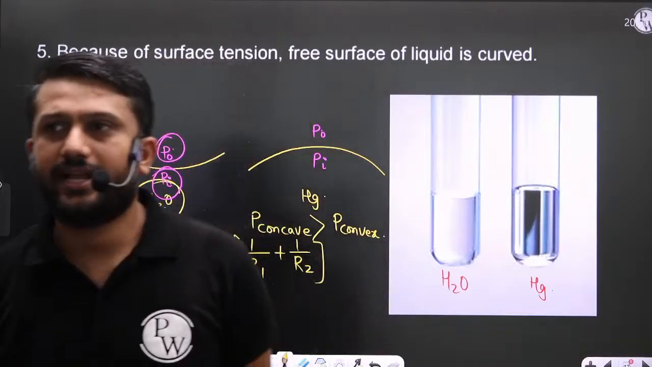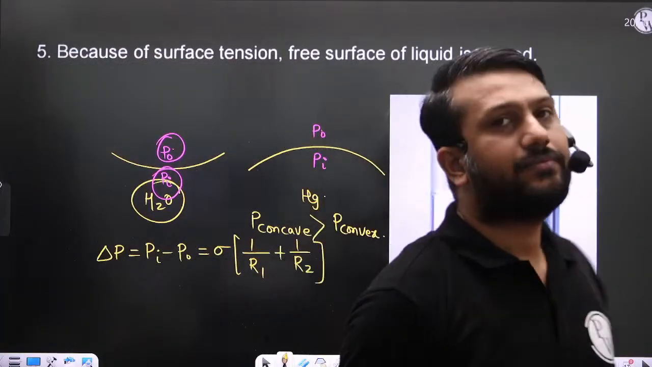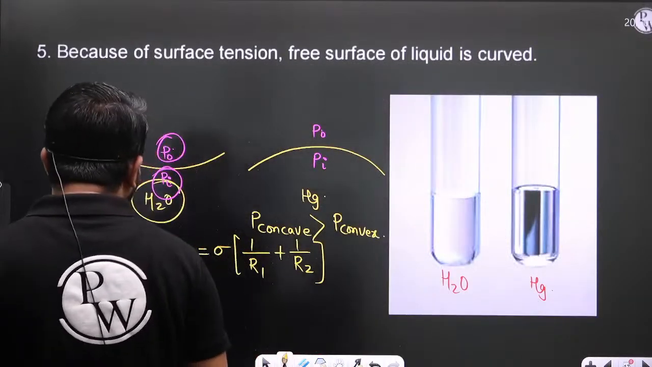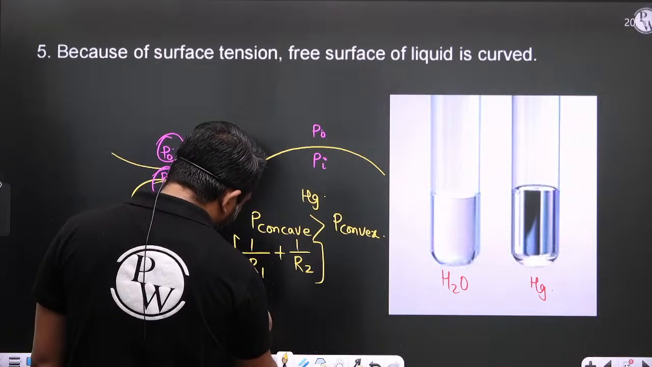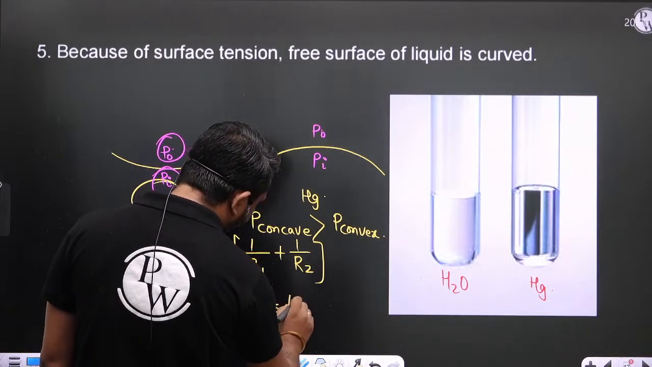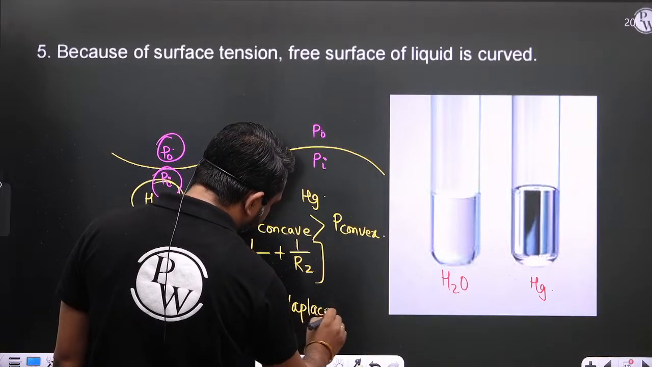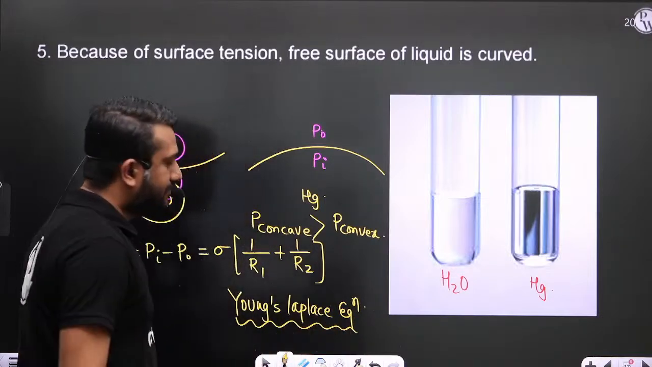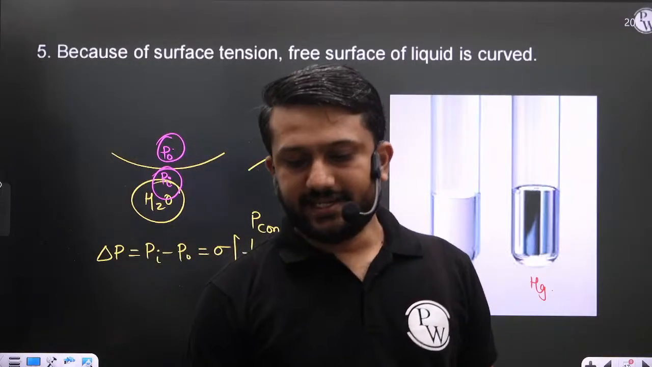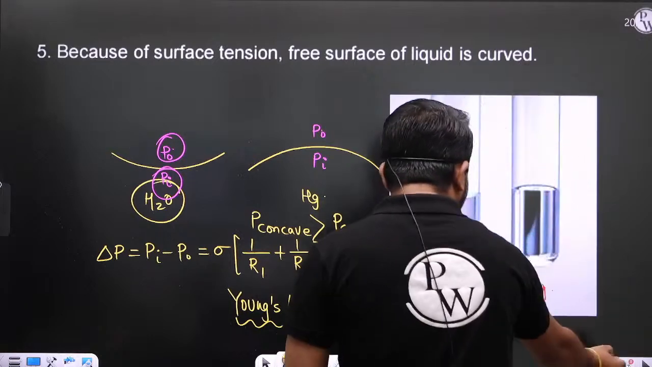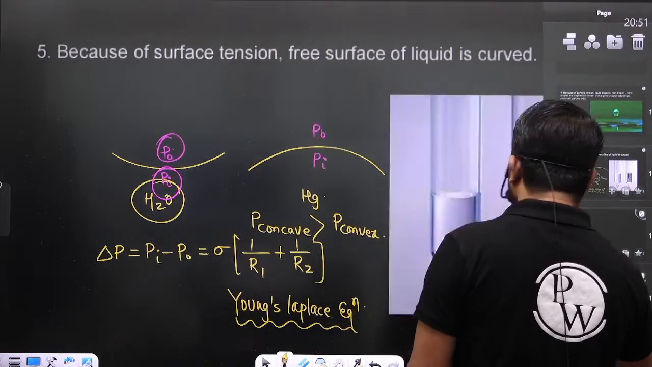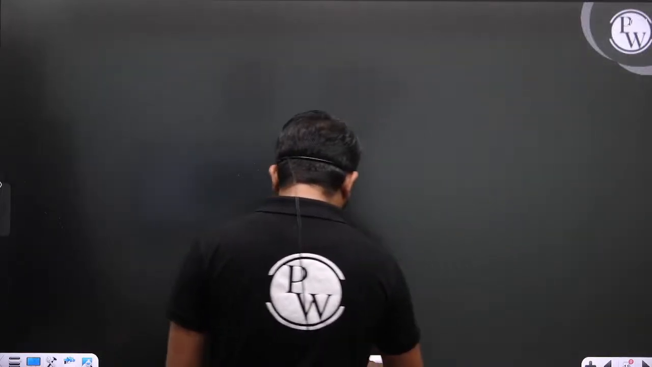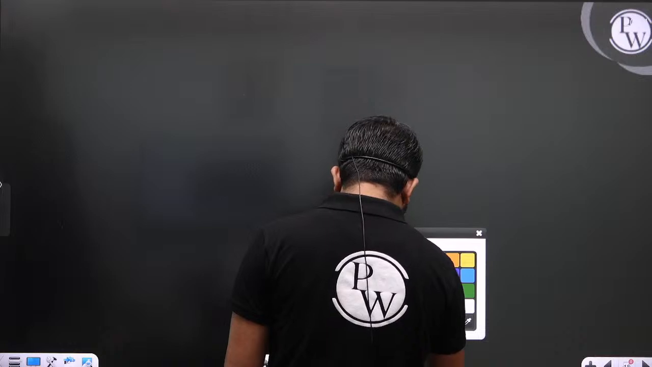And can anyone tell me what is this equation? This equation is called Young's Laplace equation. Is it clear? Okay, now see, so what is the R1 and what is the R2? Now, let us consider this interface.